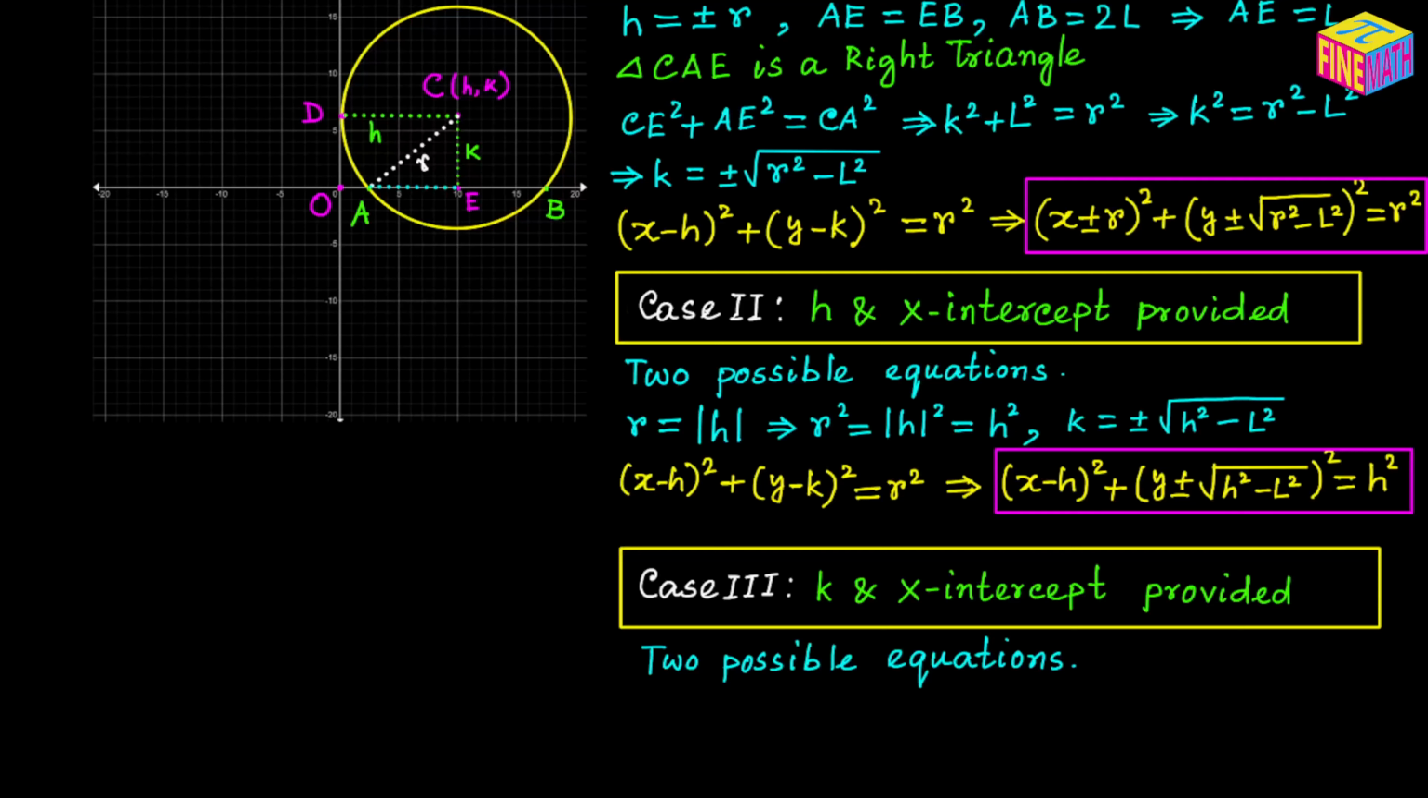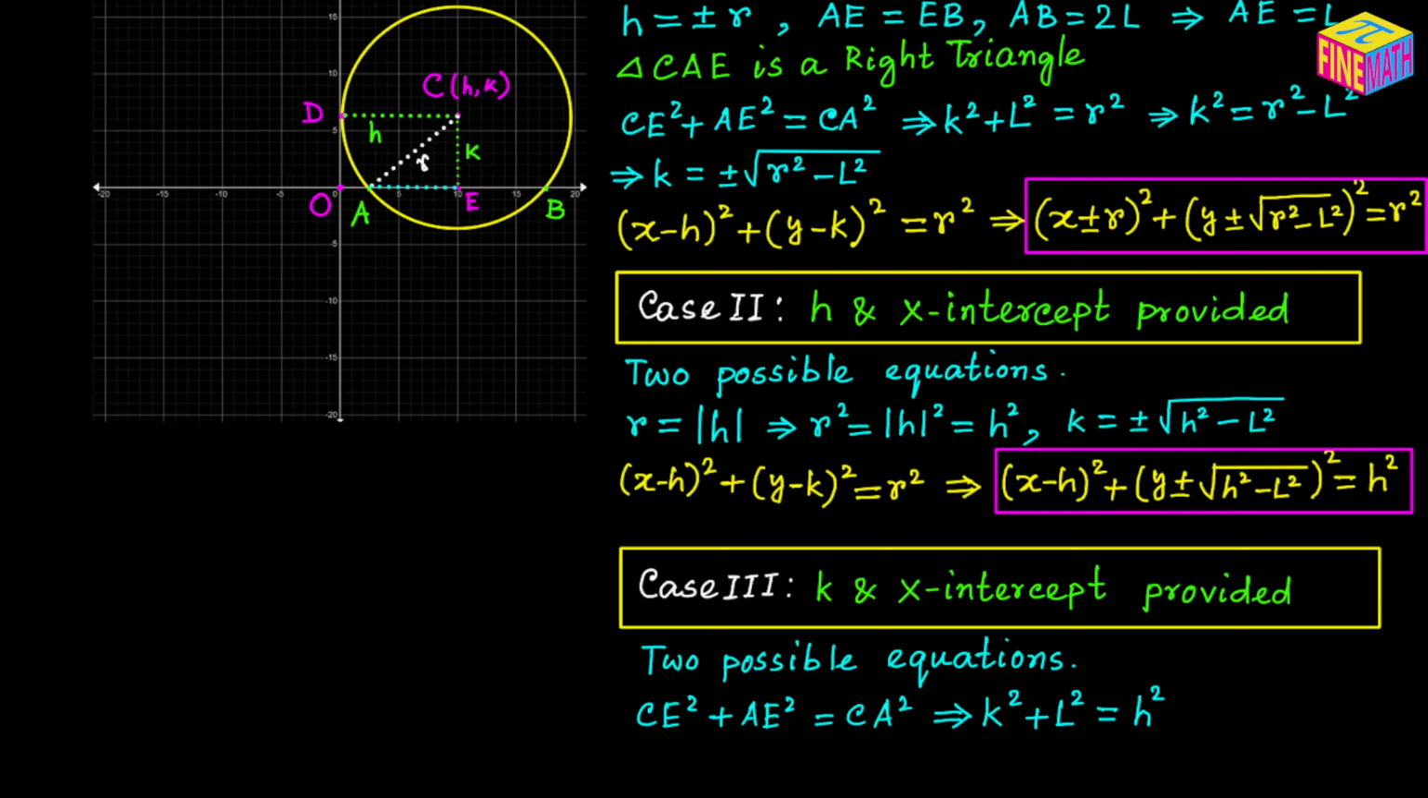Now here we have to somehow find the value of h, which is again numerically equal to the radius of the circle, and we are again going to use that little right triangle and use the Pythagoras theorem. We can say that c squared plus a squared is equal to c squared. And from here we can say that k squared plus l squared will be equal to h squared, because CE is equivalent to k and AE is equivalent to L, and then CA is equivalent to the radius, which is again numerically equivalent to the x coordinate of the circle.